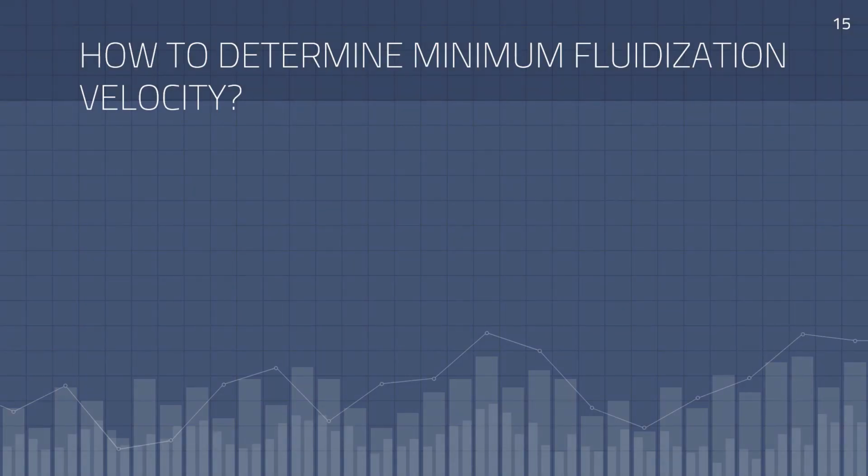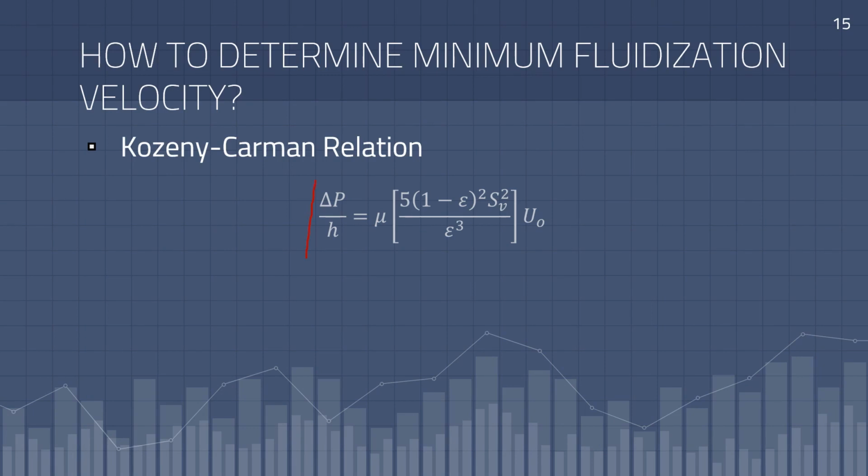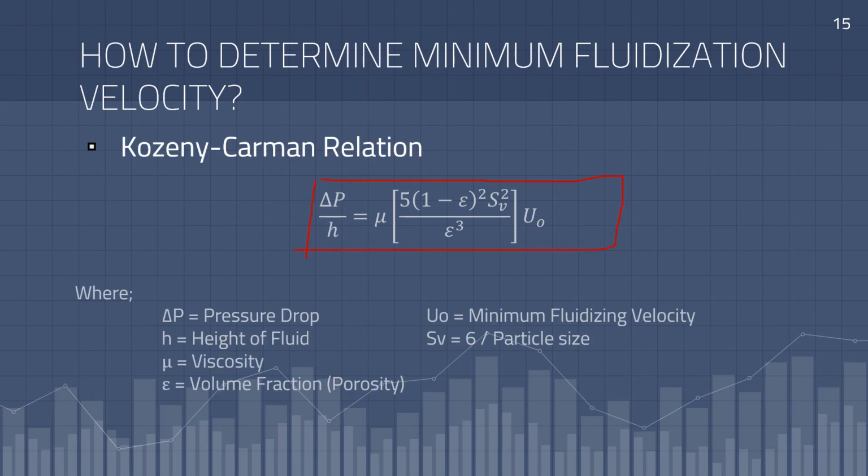So now, how to determine the minimum fluidization velocity? This can be described by the Kozeny-Carman relation with a formula presented on the screen, where delta P is the pressure drop, H is the height of the fluid, mu is the viscosity, epsilon is the porosity or the volume fraction, U0 is the minimum fluidizing velocity, and SV is equal to 6 divided by particle size. However, the SV values may depend on the shape of the system in question. For particulate matter such as this, it is equal to 6 divided by the particle size.